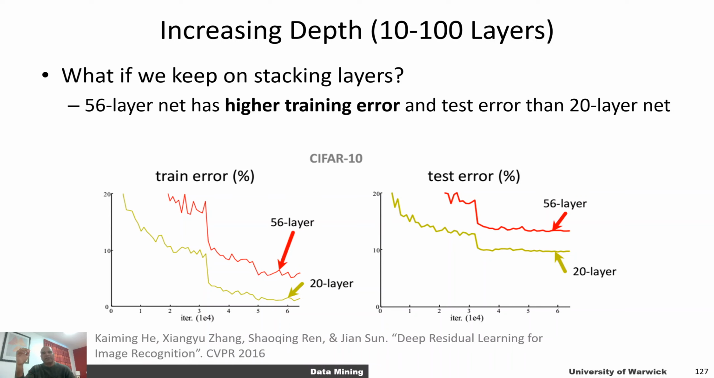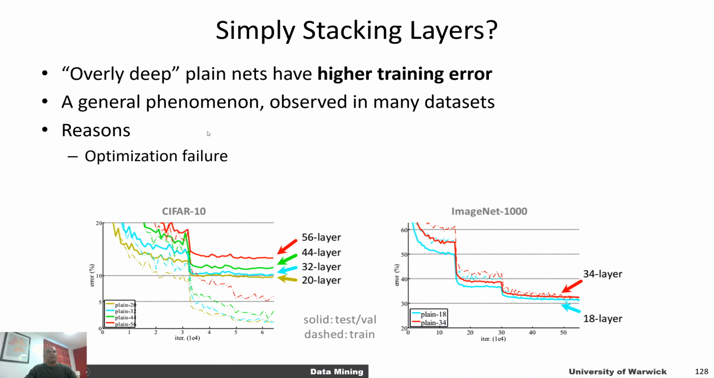And that was really surprising, and people asked what's going on. Then they identified that simply stacking layers doesn't essentially solve the problem of learning because of optimization failures. So overly deep plain networks, where you have multiple layers, can end up having very high training errors. And that led people to identify the issues in terms of optimization failure.